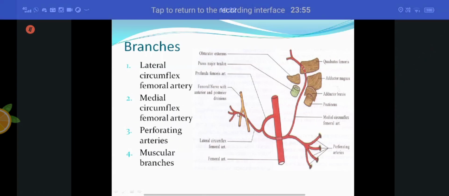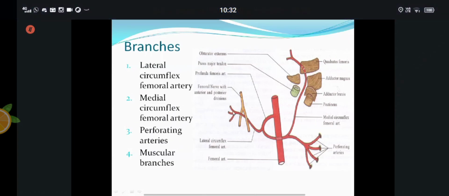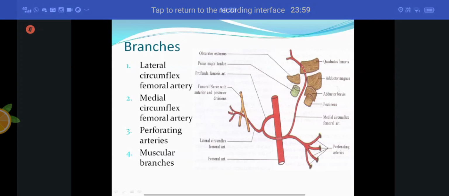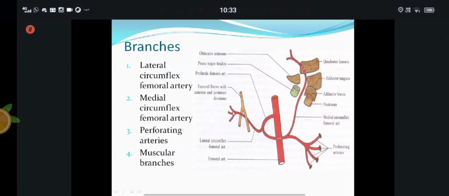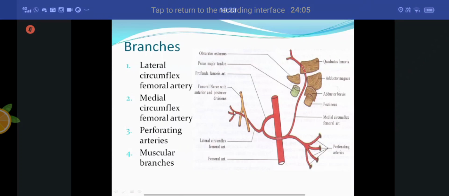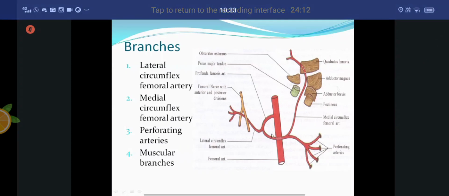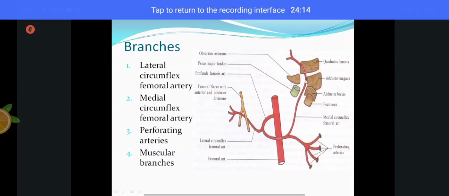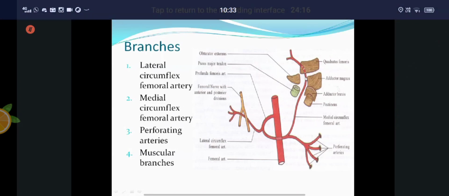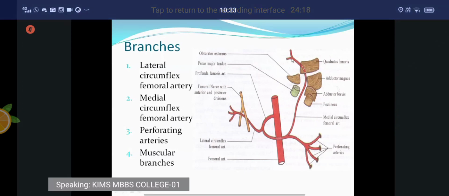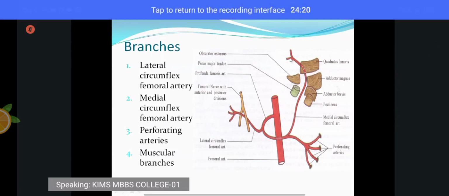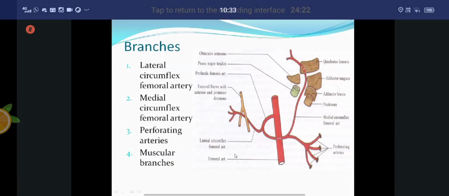So this lateral circumflex femoral artery has an ascending branch, a transverse branch, and a descending branch. The lateral circumflex femoral artery is again divided into ascending, transverse, and descending. And the medial circumflex femoral artery is also going towards the anterior superior iliac spine, and that I will discuss later. Right. So these are about the branches of the lateral circumflex femoral artery.